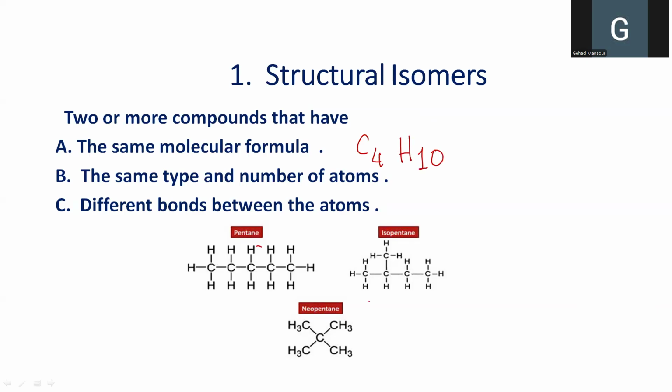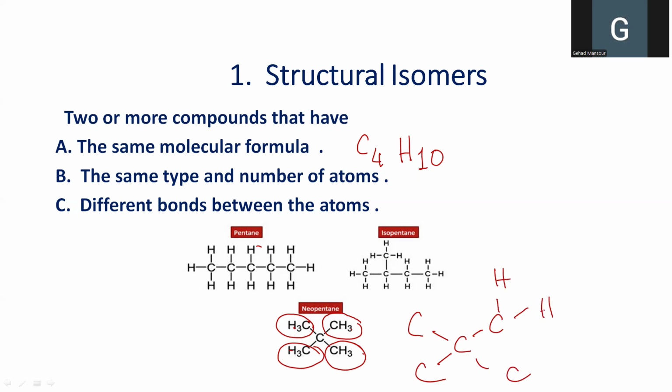But as you see, they have different arrangements. The different arrangements have resulted in the fact that this molecule, for example, which is called neopentane, has 4 methyl groups. The molecule has been arranged like this, C, with 4 bonds. You know that carbon is tetravalent. And then here, everyone had 3 hydrogen atoms like this.